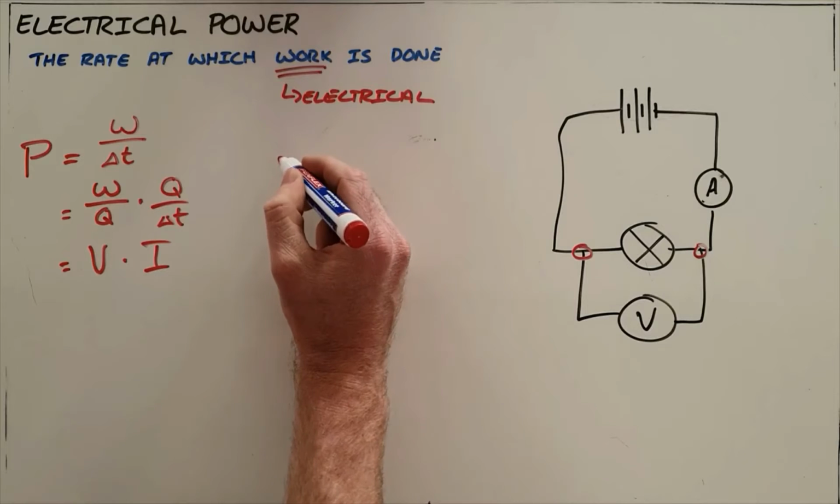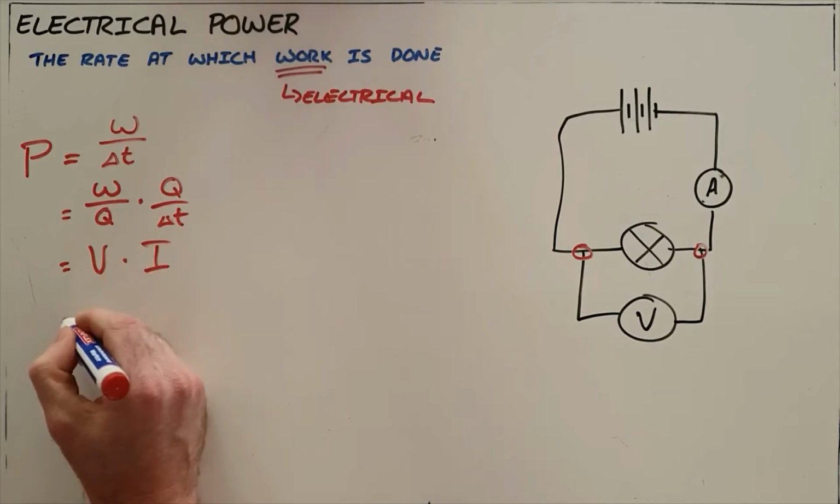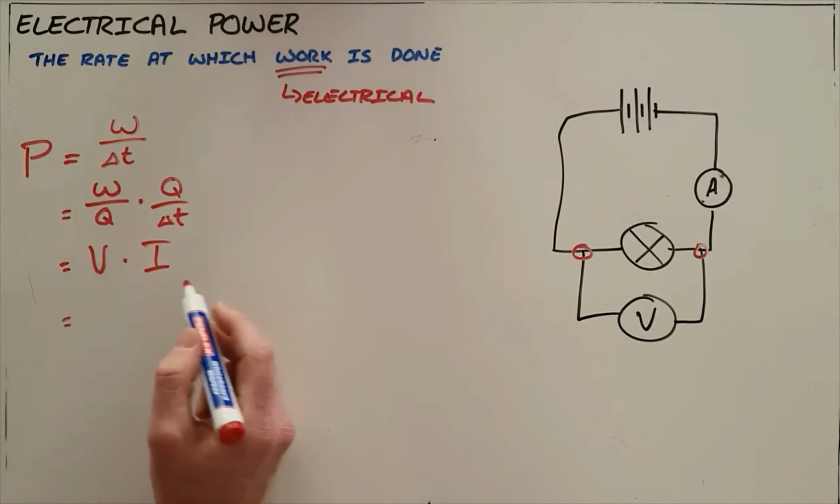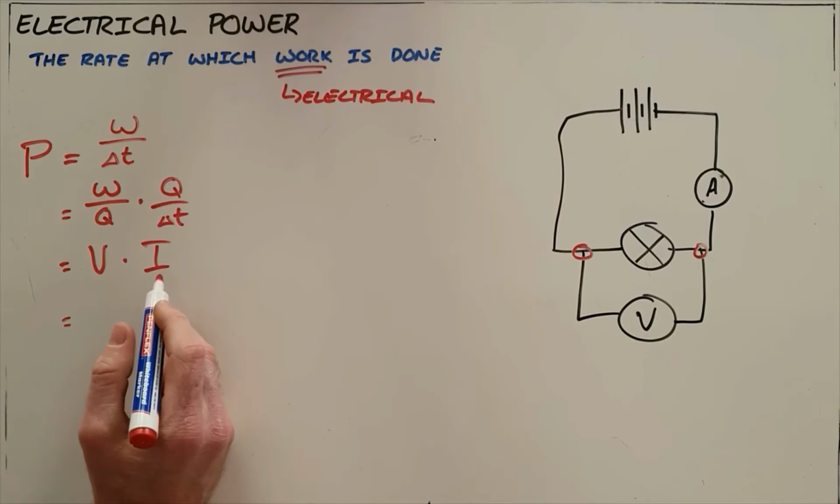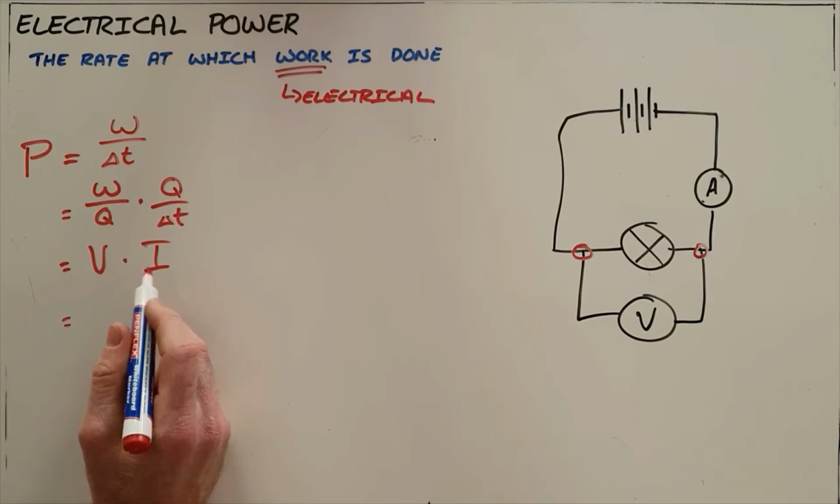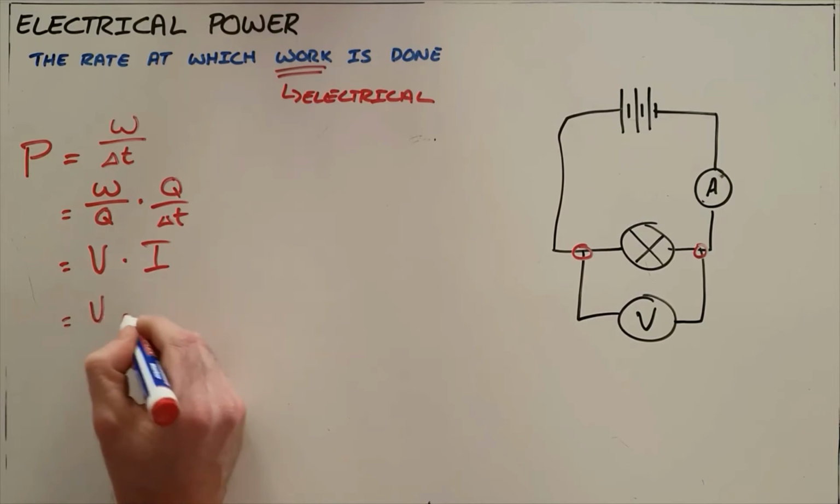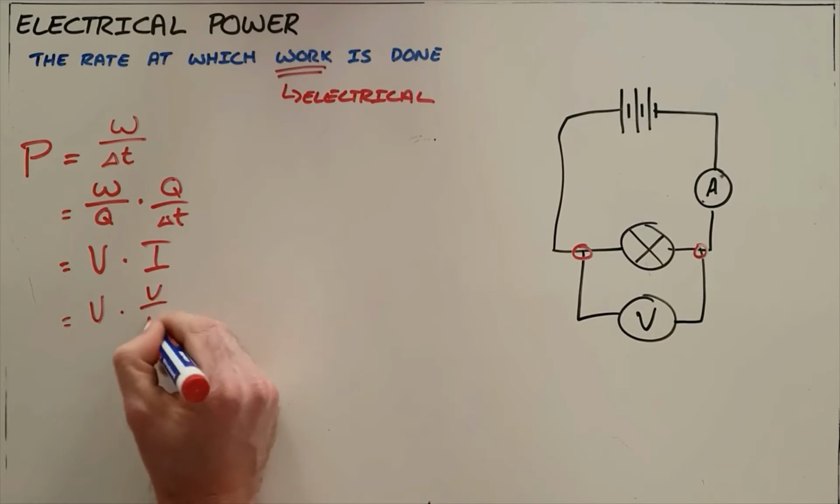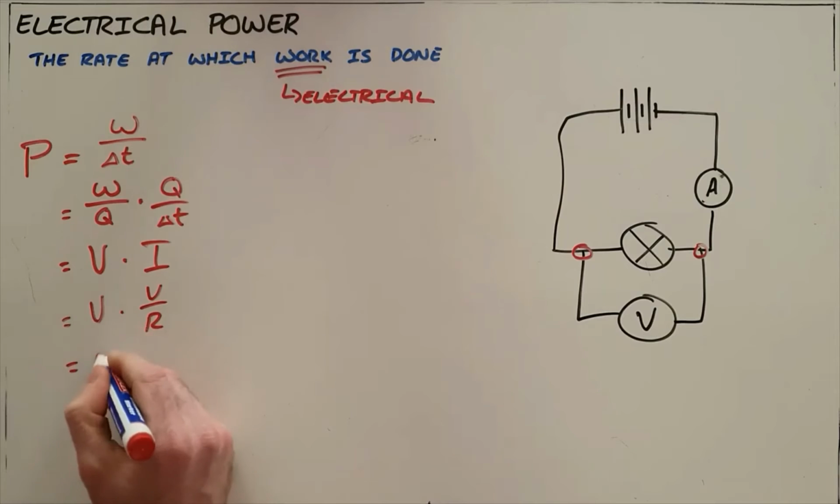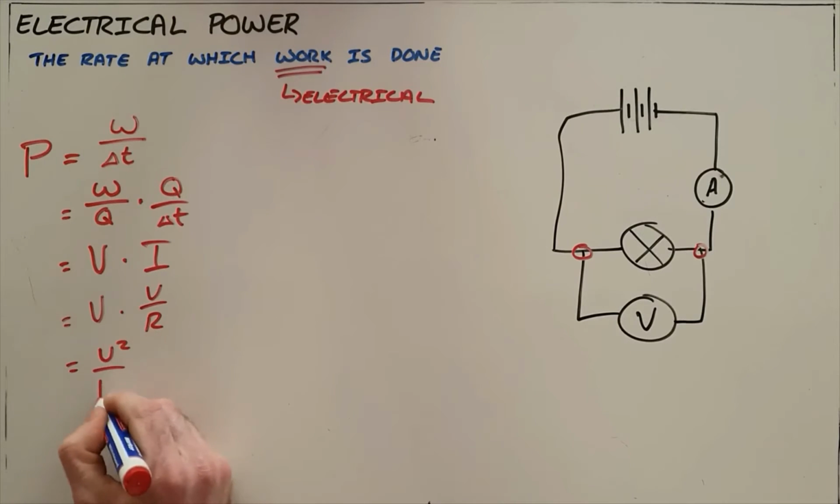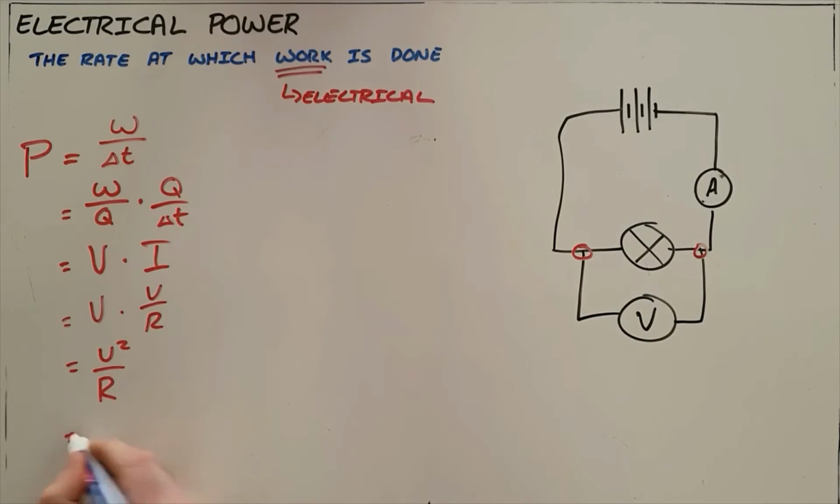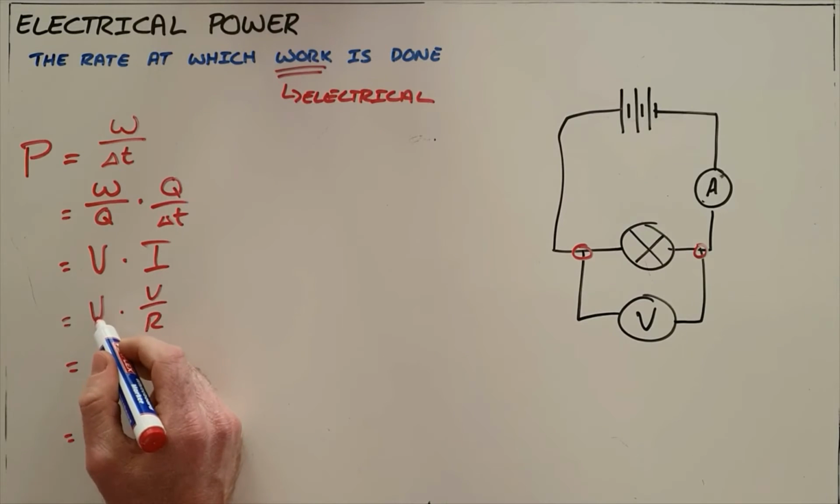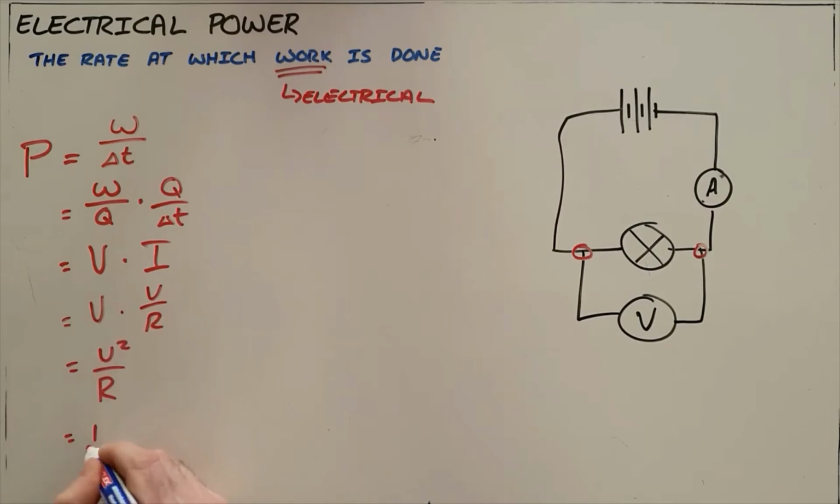Obviously, using Ohm's law, we can rewrite this where we know that current is equal to voltage divided by resistance. So we can then substitute current as voltage over resistance, and find another formula for power as V squared over R. We can also, since we know that voltage is current times resistance, find the following formula: power is equal to I squared times R.